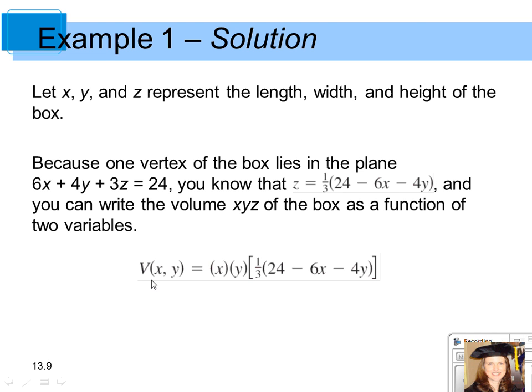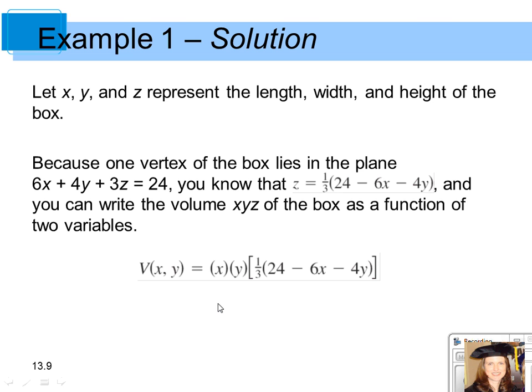So volume in terms of just two variables is length times width times height. If x is the length and y is the width, then the height is our z, and using that equation for the plane, we can find what z equals in terms of x and y. So here we have a function of two variables, and we want to find the relative extrema. In other words, we want to find the relative maximum, the maximum volume of the box.